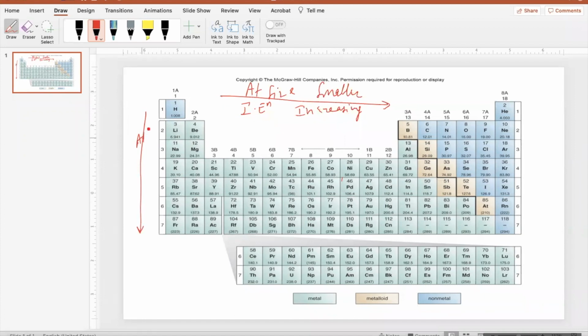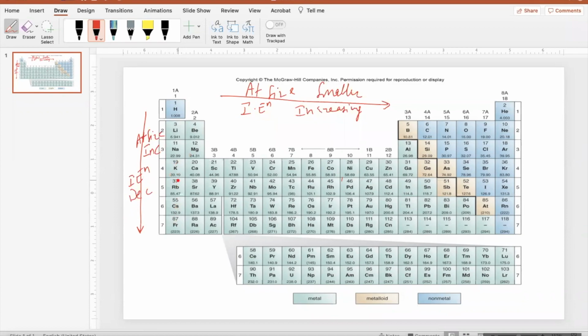And if we go down, then again, guys, atomic size increases, or it's getting bigger. That's why ionization energy will decrease. Again, opposite. Size increases, ionization energy decreases. So the ionization energy of francium is going to be less than the ionization energy of potassium, for example.